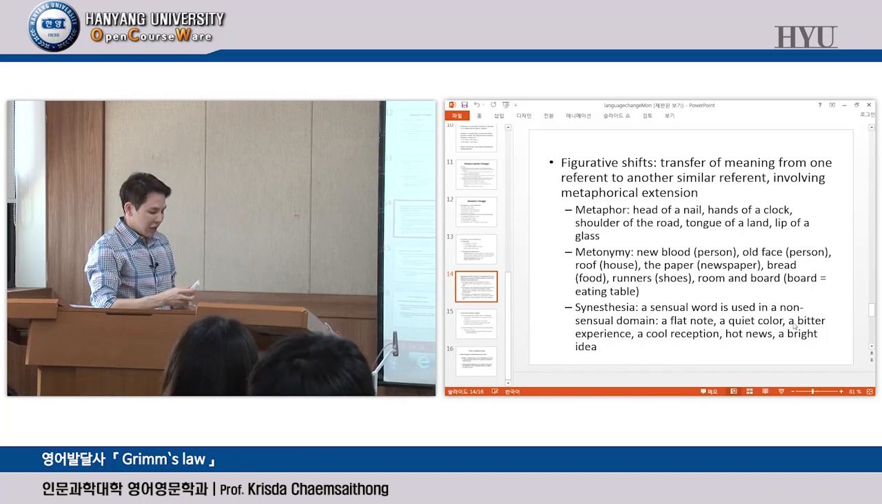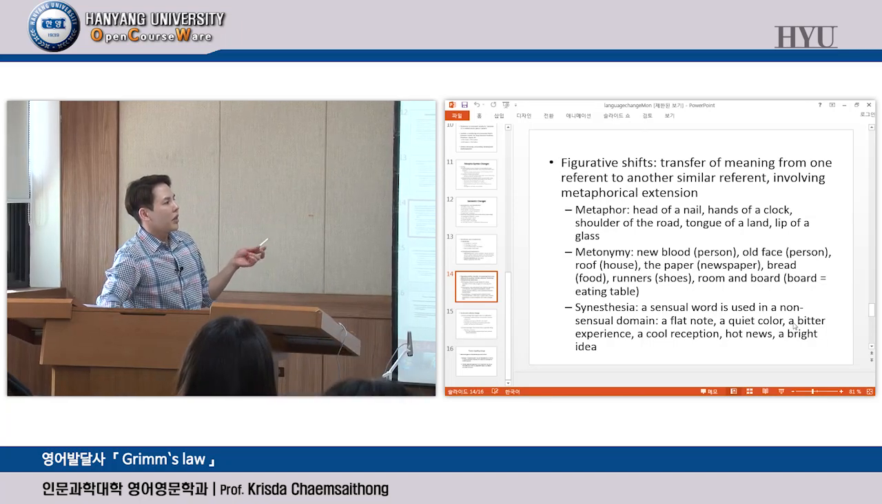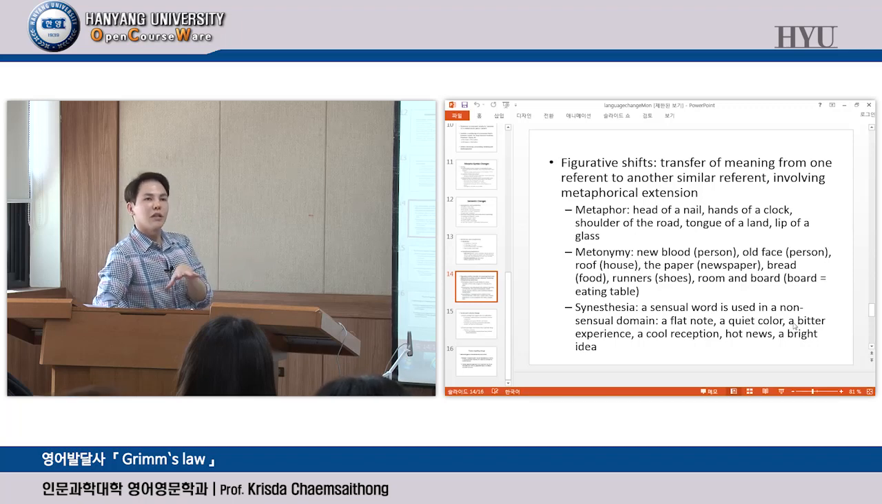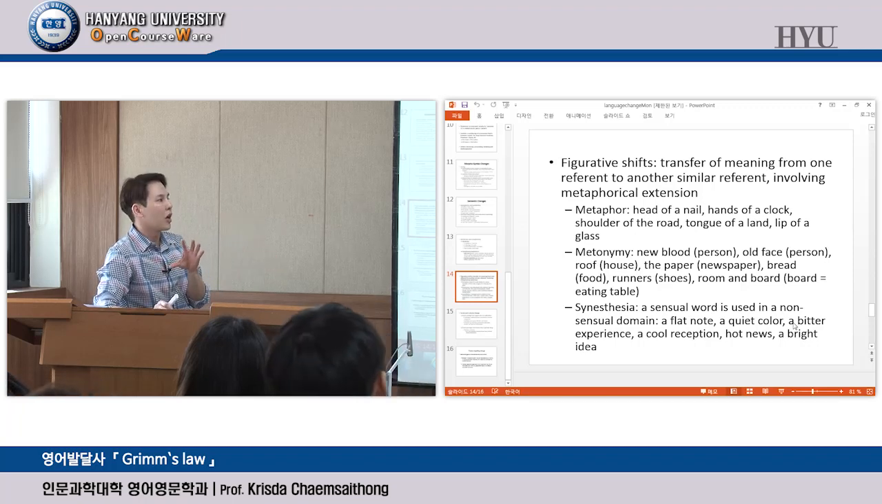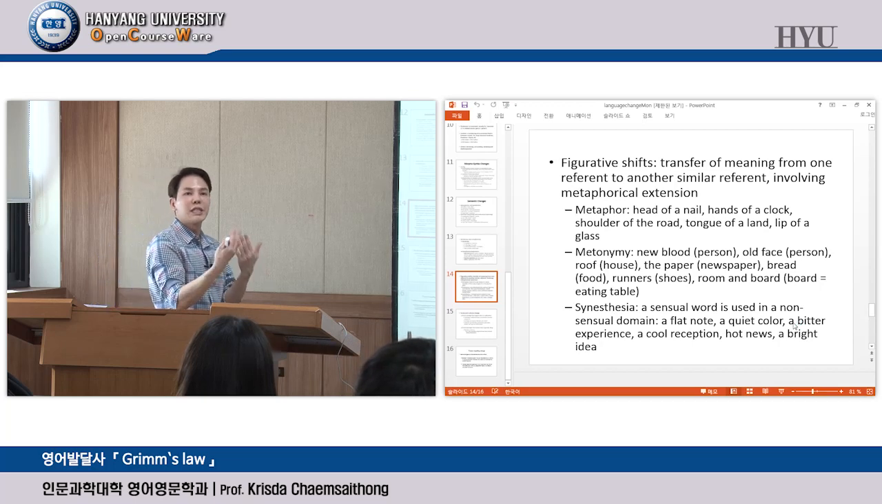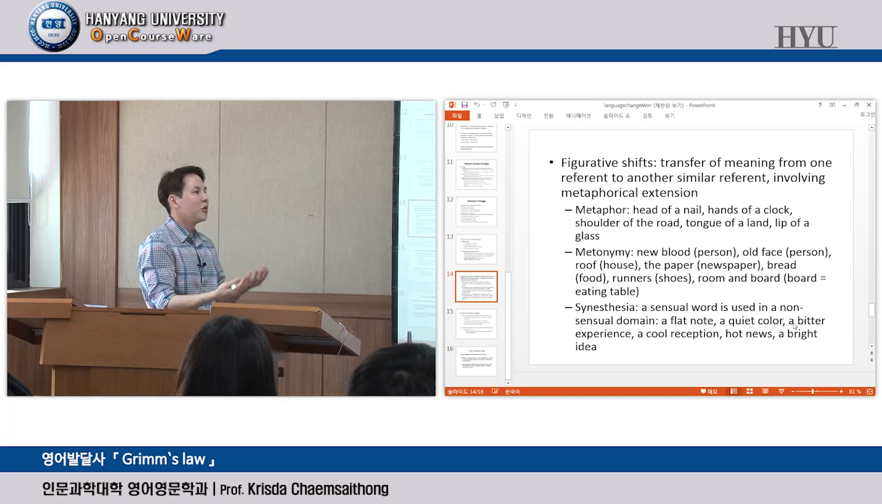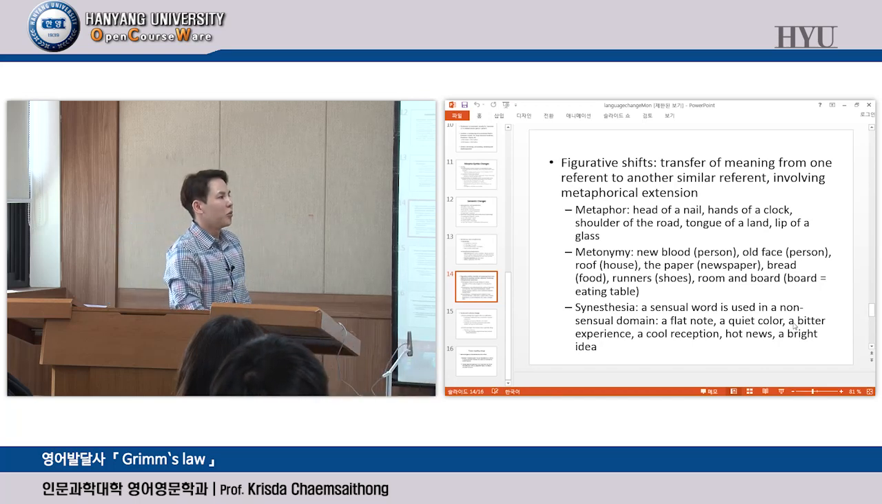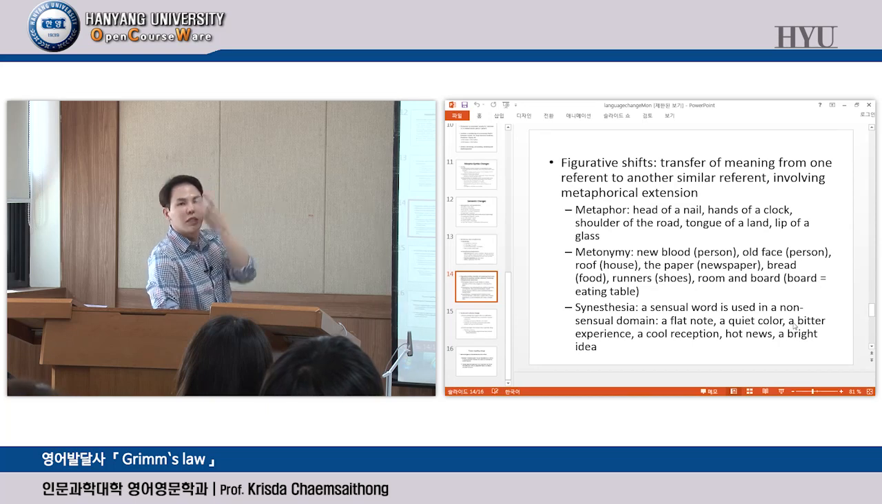Metonymy is a different thing where you use a part to represent the whole or the whole to represent the part. So new blood to represent a person, right? Part of a person, blood, to represent a person. So we need some younger bloods. We need some new bloods into Hanyang like that. So new people. Old face, you use just the face to represent the whole person, right?